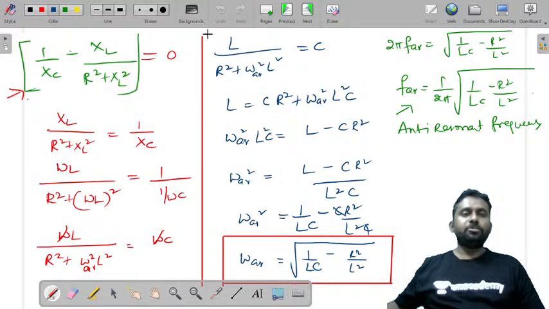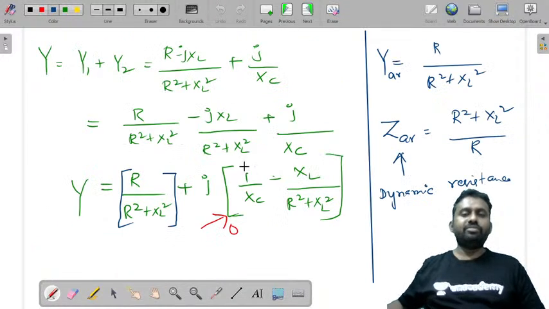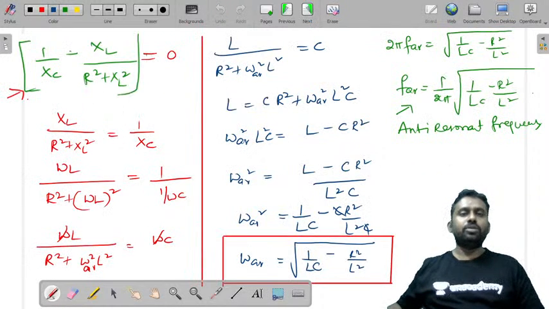We considered the imaginary part and made it equal to 0. Then on simplification you got the omega AR value and the f AR value, which is the resonant frequency of a parallel circuit under resonance.